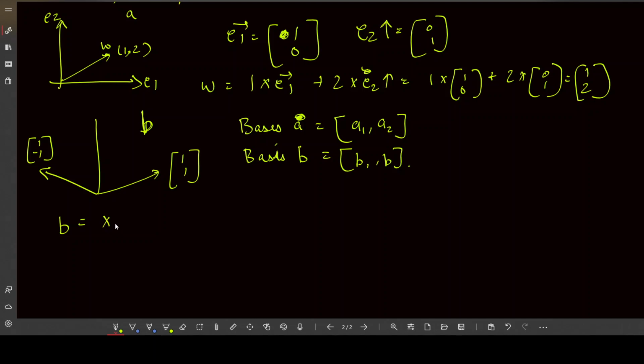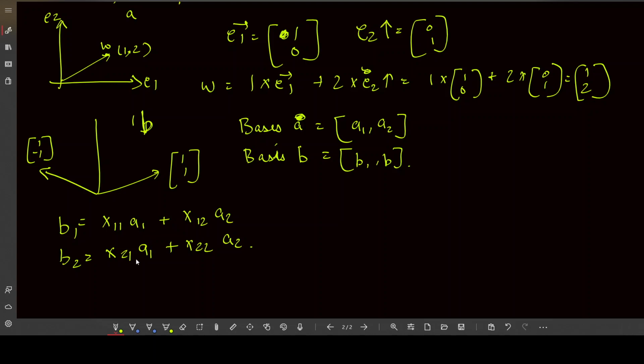So I'll write this as x11 A1 plus x12 A2. This is B1. Similarly, I'll write B2 as x21 A1 plus x22 A2. To transform this vector into a vector in these bases, I have to make sure that B can be written as a linear combination of the bases in A. If that can't be done, I can't translate this vector, because ultimately it has to be a linear combination, right?